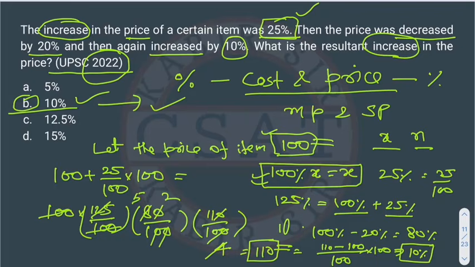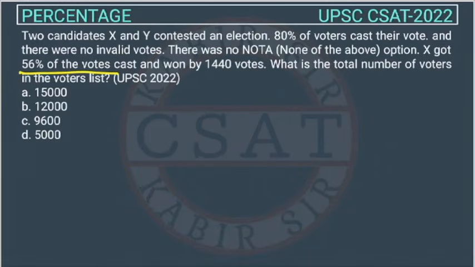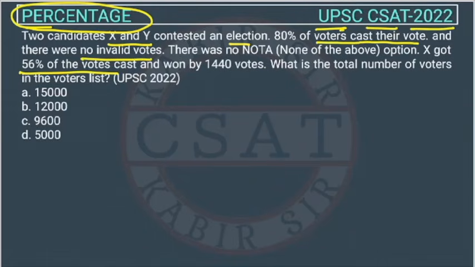Okay, I hope ये आपको सबको समझ में आया होगा, right? So this is a question of percentage asked by UPSC in the CSAT paper of 2022. Two candidates X and Y contested an election. 80% of the voters cast their vote and there were no invalid votes, right?